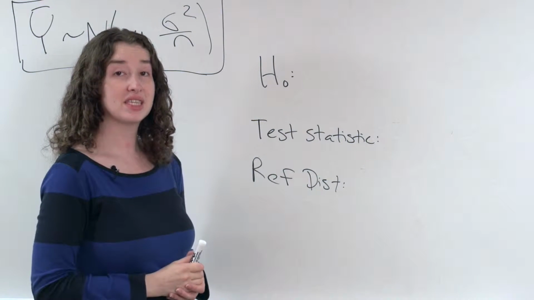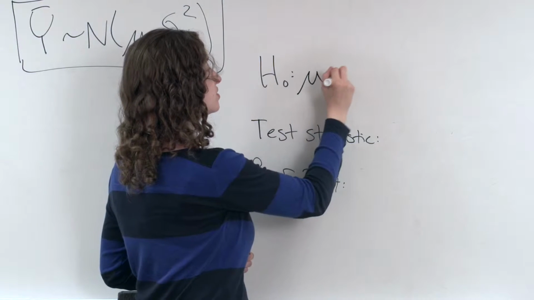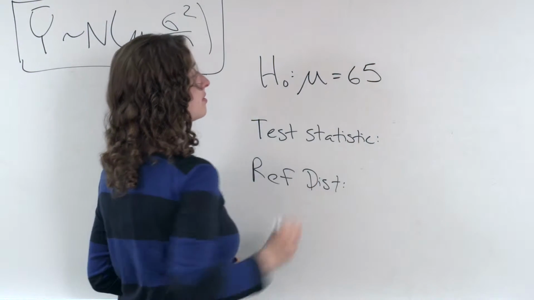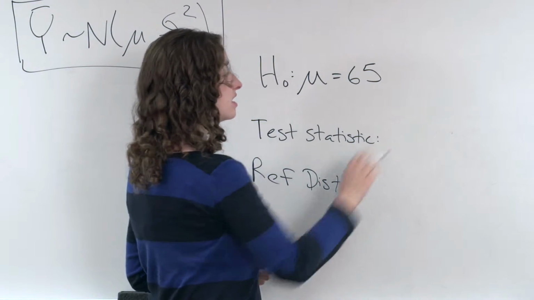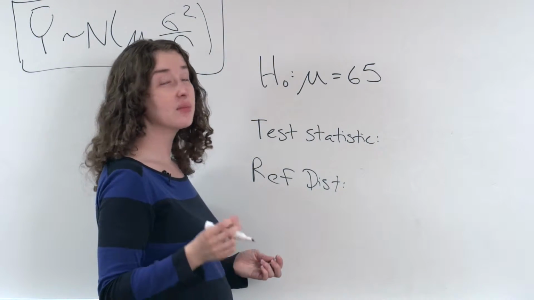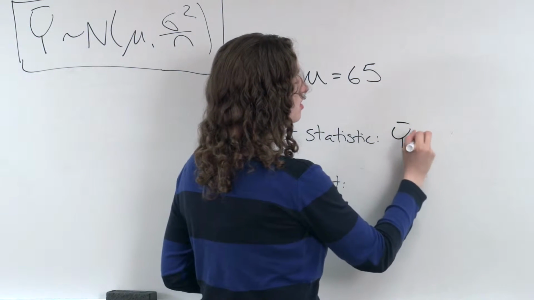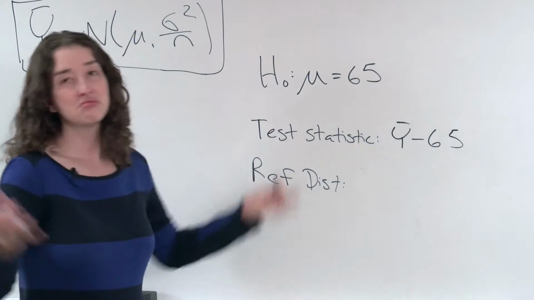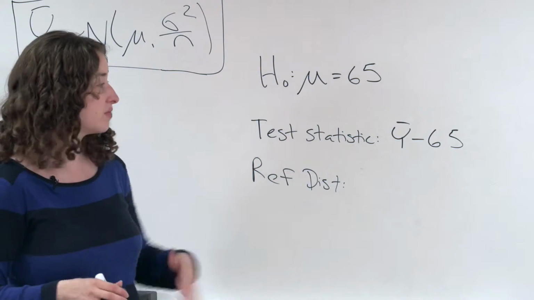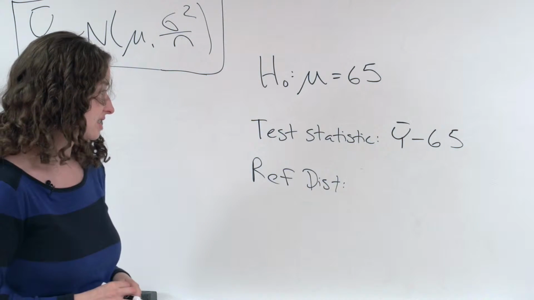Now we'll do the hypothesis test in almost exactly the same way. So we're still going to assume the null hypothesis that the mean is equal to 65. But now, instead of using y bar as my test statistic, I'm going to use just a slightly different version. I'm going to use y bar minus 65 as my test statistic. Why? Why not? It's a function of my data. If you give me my data set, I can calculate this number. So that's a perfectly valid test statistic.